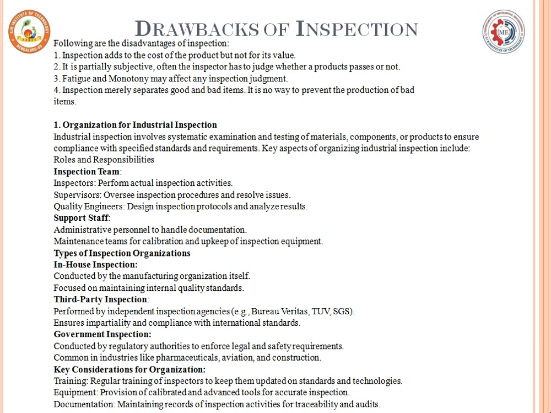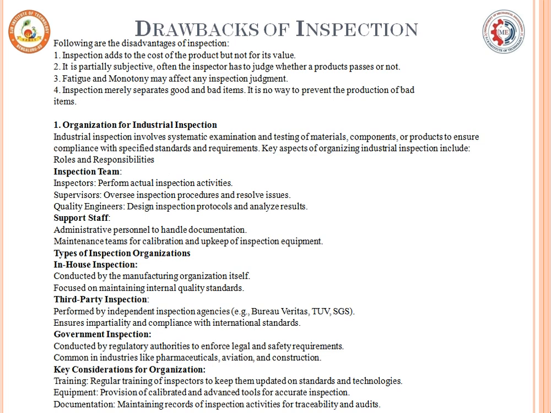Further, we'll see organization for industrial inspection. What organization does industrial inspection need? Inspection involves systematic examination and testing of materials, components or products to ensure compliance with the specified standards and requirements. The key aspects of organizing industrial inspections include different roles and responsibilities.